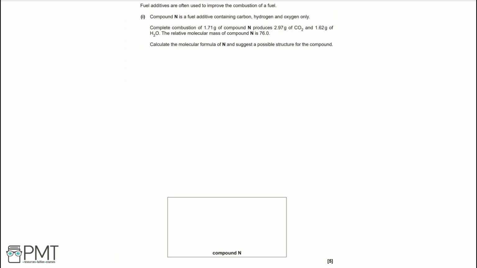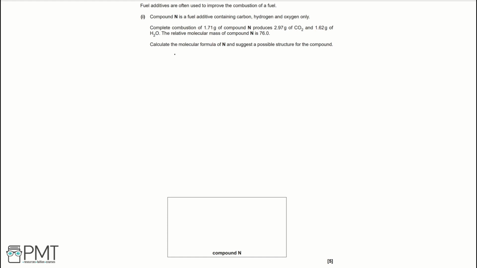Fuel additives are often used to improve the combustion of a fuel. Part 1. Compound N is a fuel additive containing carbon, hydrogen and oxygen only. Complete combustion of 1.71 grams of compound N produces 2.97 grams of CO2 and 1.62 grams of H2O. The relative molecular mass of compound N is 76.0. Calculate the molecular formula of N and suggest a possible structure for the compound.